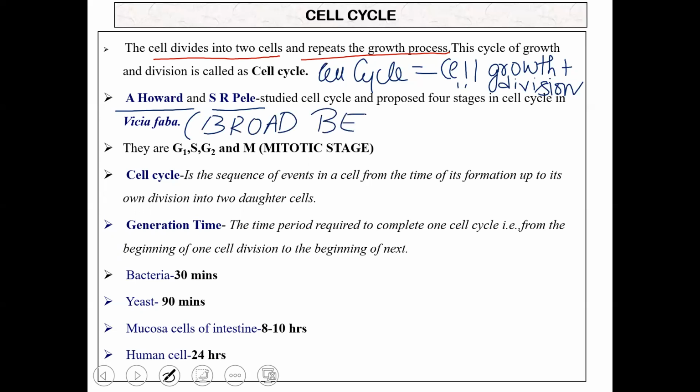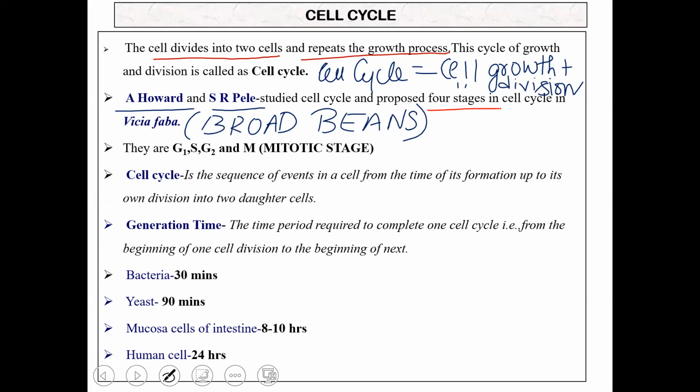So they first studied the pattern of cell cycle, that is the sequential events which take place during the process of growth and division in broad beans. Okay, it's a vegetable, which belongs to the family called pulses. And during the process, they identified 4 stages. So we'll be looking into what are those 4 stages, very important stages.